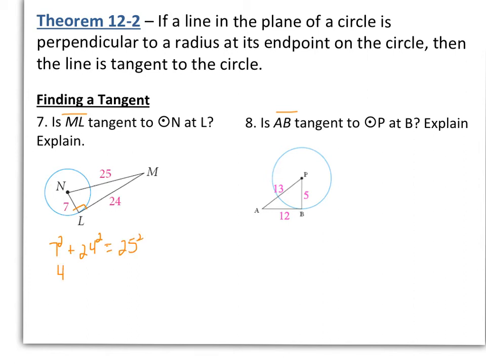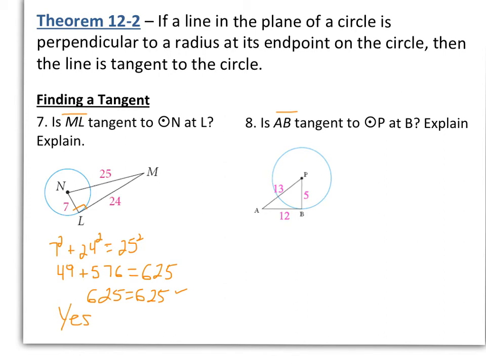So does 49 plus 576 equal 625? And yes, 625 does equal 625. So the answer is yes. Line segment ML is tangent to circle N.